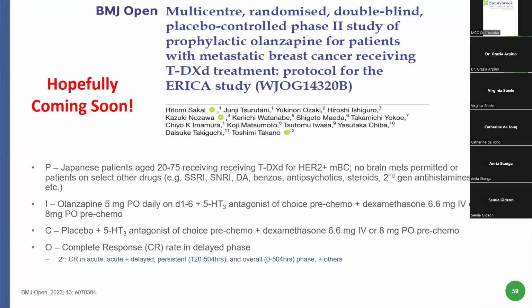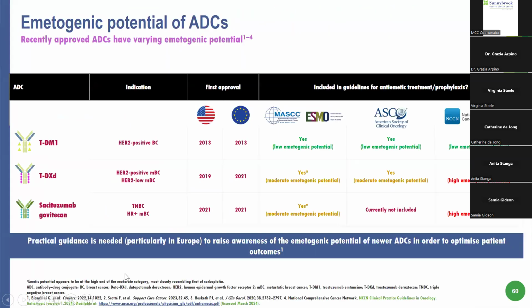And this is another study that is ongoing, where they're testing the use of olanzapine in this patient population. But what do the guidelines actually say about these drugs? These are the three antibody drug conjugates that we use in breast cancer. T-DM1 is considered by ASCO, ESMO, and NCCN to have low emetogenic potential.